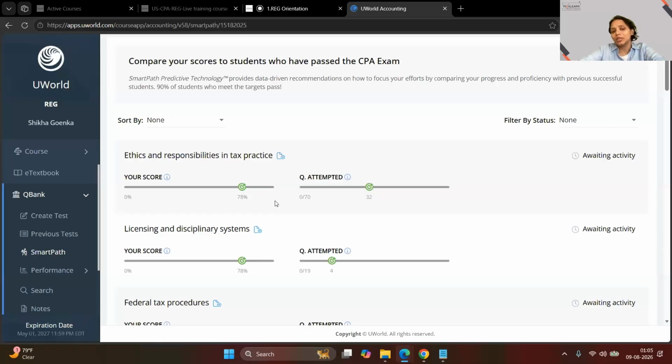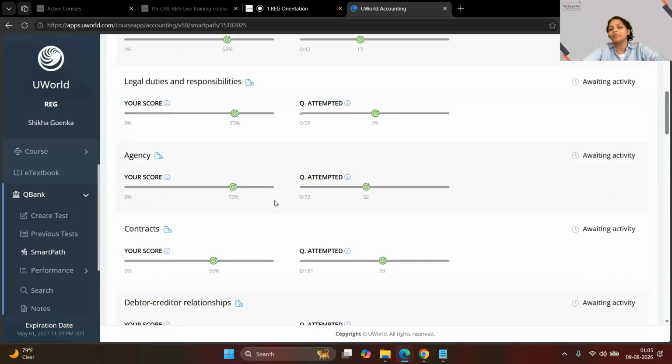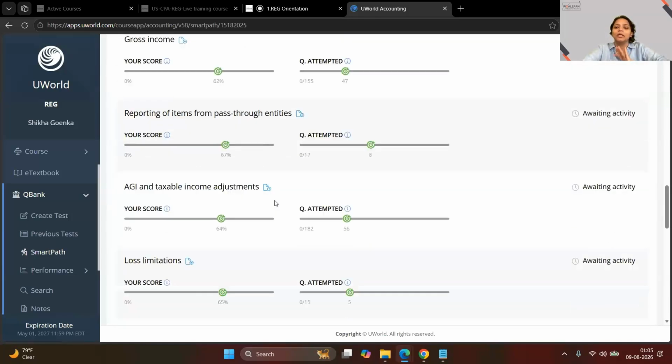So in every section that you're doing, whenever you start, you will see what your score is vis-a-vis the score of those people who've used UWorld to clear CPA. So from here itself, you can understand which are the topics where you need to put in more effort in order to clear your exam. And follow this, okay? Let's say you've done 5-6 topics. Immediately go and see what your performance is vis-a-vis the best in the market. You would know which are the topics which will need your effort.